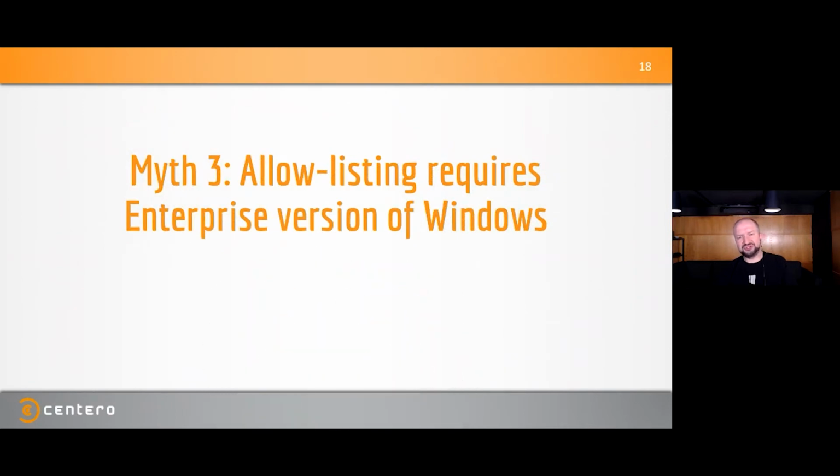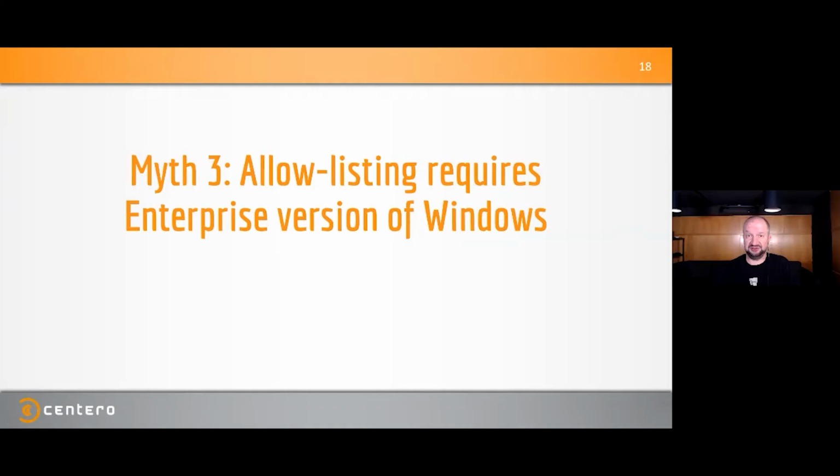Allow listing requires enterprise version of Windows, the last myth for now to bust. No, you don't. You can do AppLocker with Windows 10 Professional if you are using Intune. So that's a perk that you can get if you invest in Intune. You can get AppLocker without the enterprise. And you can always use software restriction policies, which is still usable even today for Windows 10.